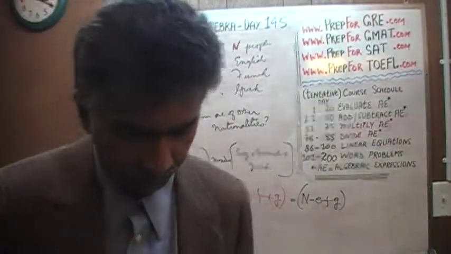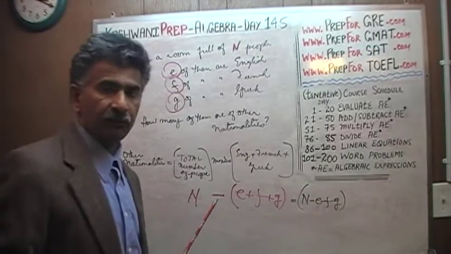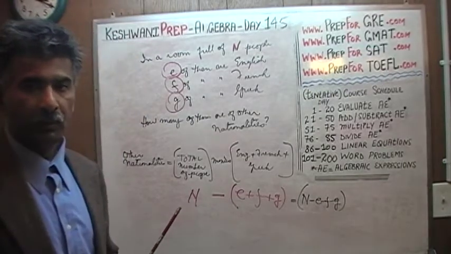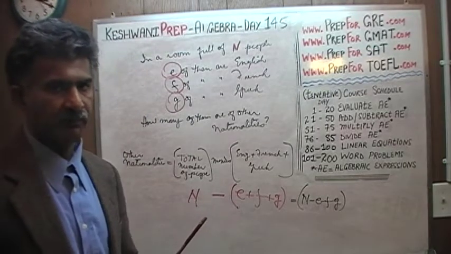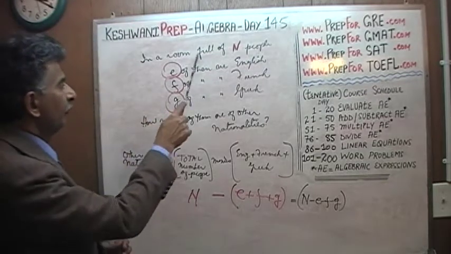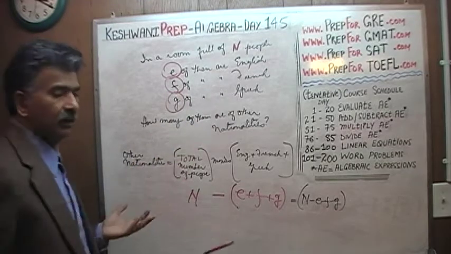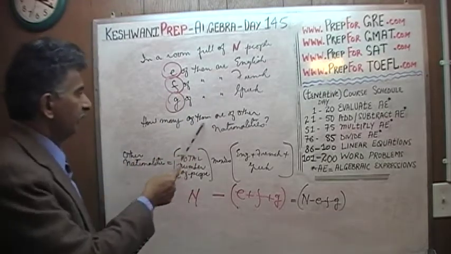Yesterday, day number 144, if you have watched the video, we did this question here. It is still on the blackboard. I want to quickly go over it, not because it's complicated, but because there was something that I left out inadvertently. The question simply was, we have a room full of n people, E of them are English, F of them are French, G of them are Greek. The question simply is, how many of them are other nationality?